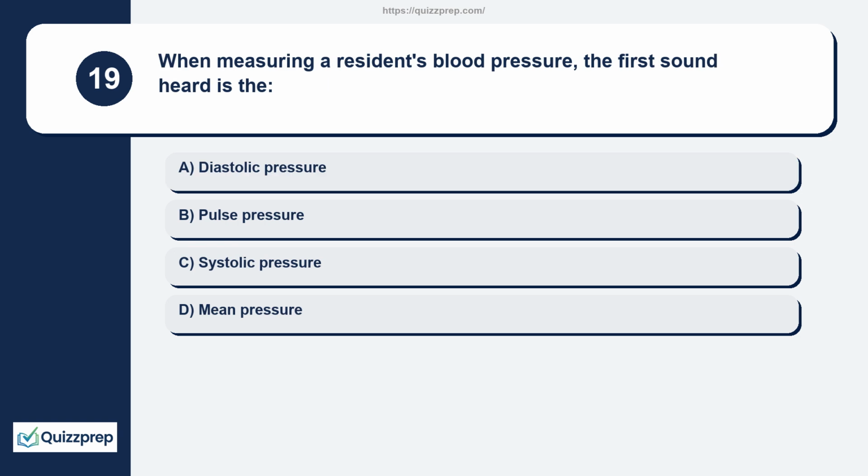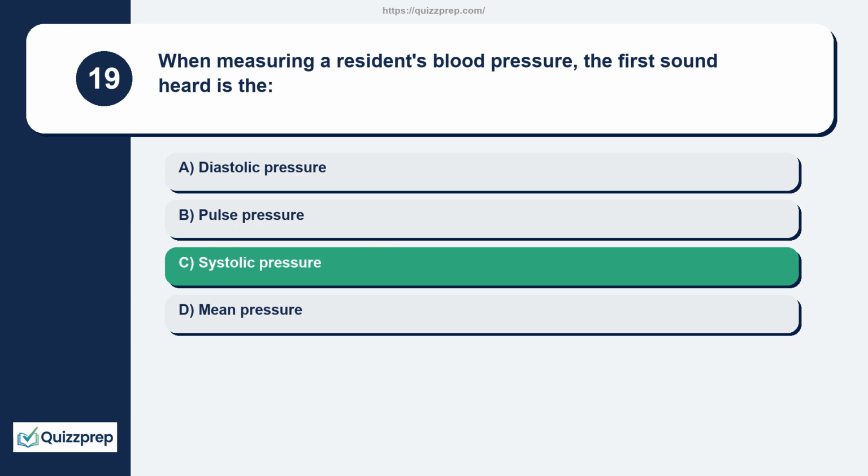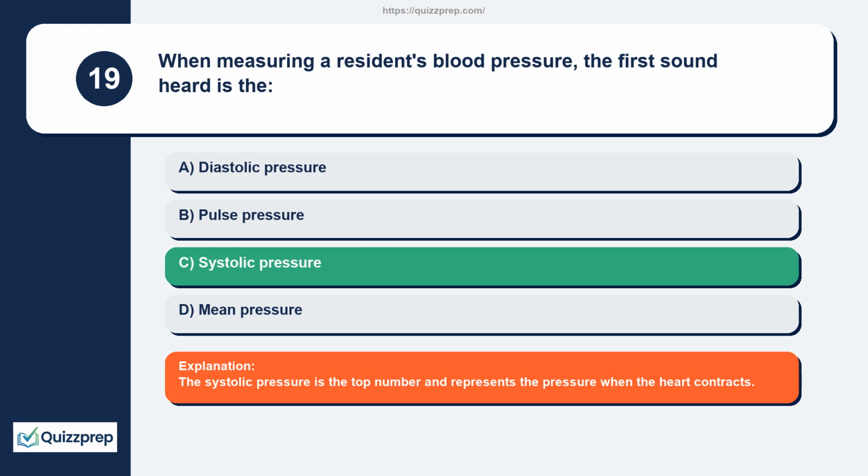Question 19. When measuring a resident's blood pressure, the first sound heard is the diastolic pressure, pulse pressure, systolic pressure, mean pressure. The systolic pressure is the top number and represents the pressure when the heart contracts.